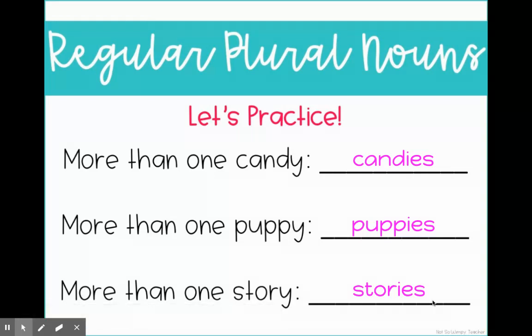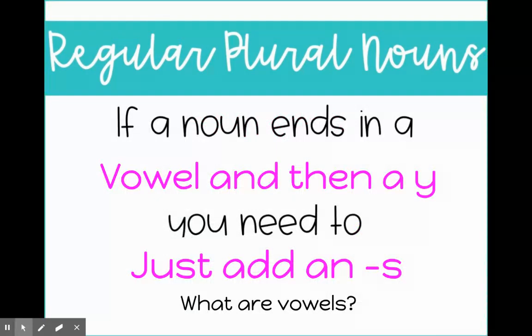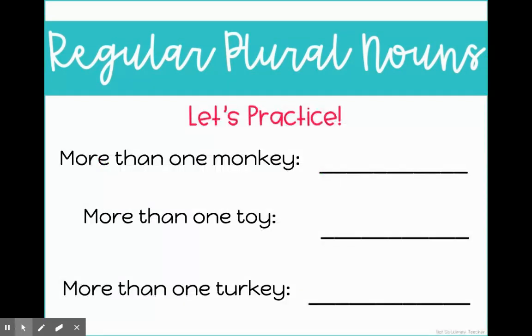Now you might be wondering, what do we do if there's a vowel and then a Y? If there's a vowel and then a Y, we would follow the original rule of just adding an S. We do not need to change anything about the noun except for just adding an S. So let's practice with some of those.